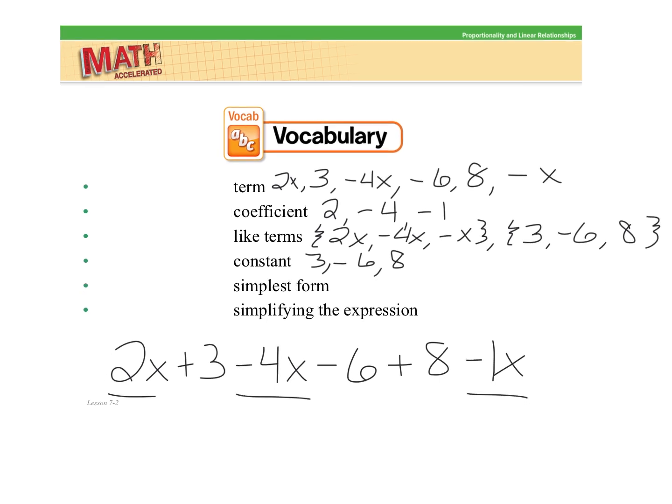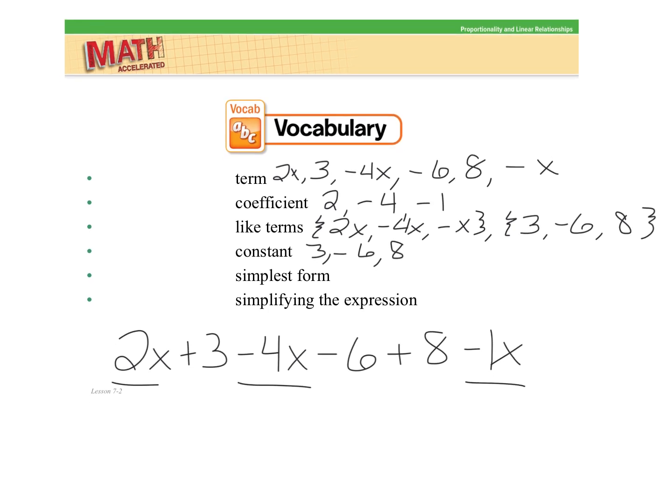What else? Negative x. Underline all of those. Why do you think I have you underline those? Because they're all like terms. Yep, they're all like terms, so now you can combine all of them. So we have 2x minus 4x. What's that? Negative 2x, and we also have minus x. Negative 2x minus x is negative 3x, right? Because we have negative 2x minus 1x. So we have negative 3x.